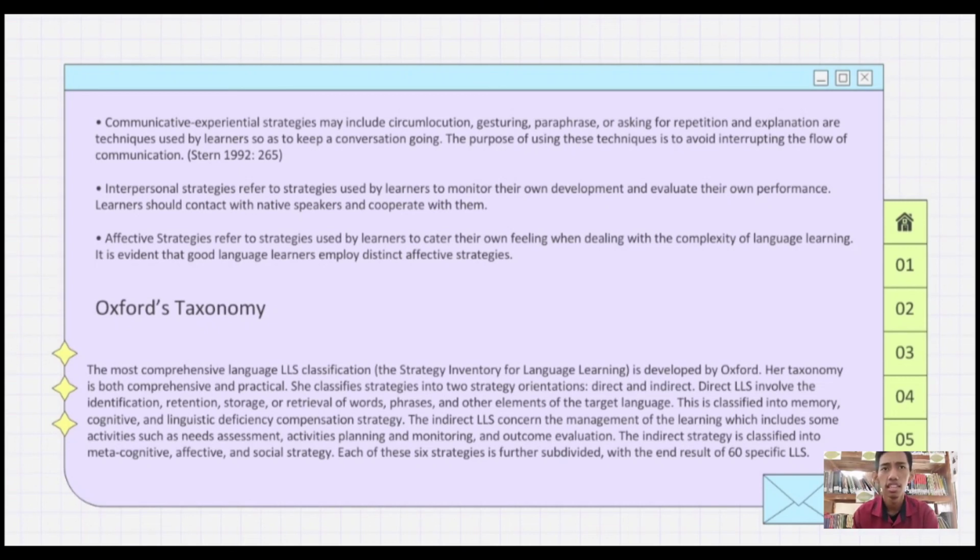Each of these 6 strategies is further subdivided, with the end result of 60 specific LLS.